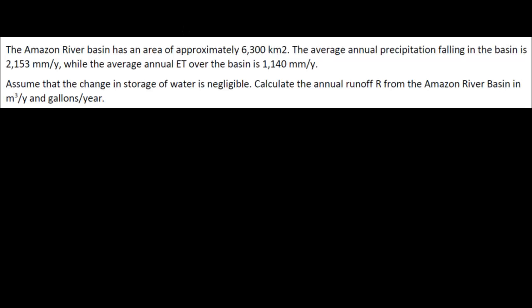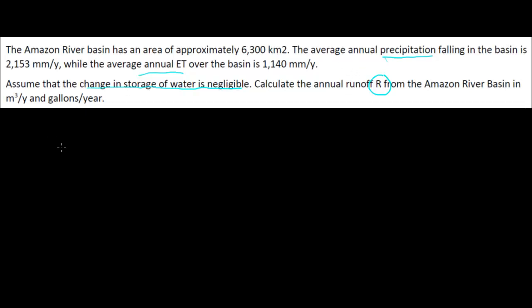All right, here's the second watershed problem, and actually it's a whole lot easier than the first, mostly because everything's in the metric system. So let's read the question. We have a basin here, a watershed, a catchment, drainage basin, and we're given precipitation, right? And we're given ET, and we're told that the change in storage is essentially zero, and our job is to calculate the runoff in that basin. So let's review what that means.